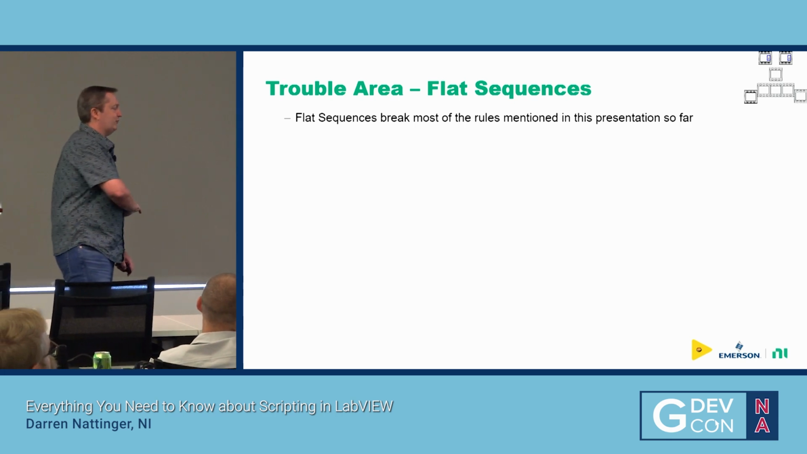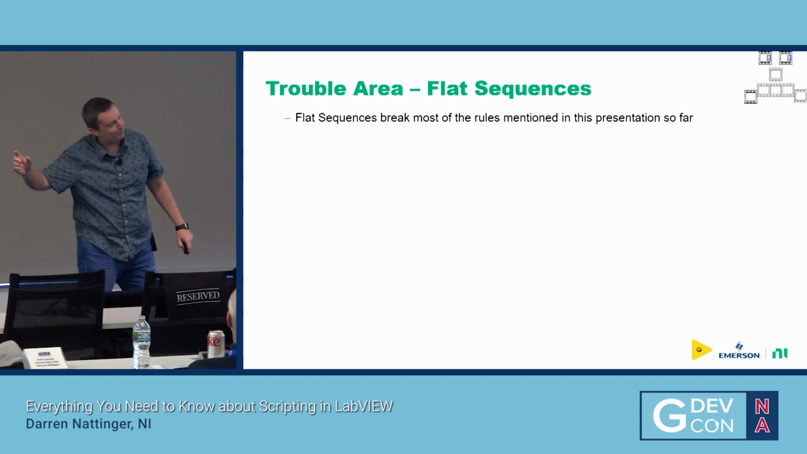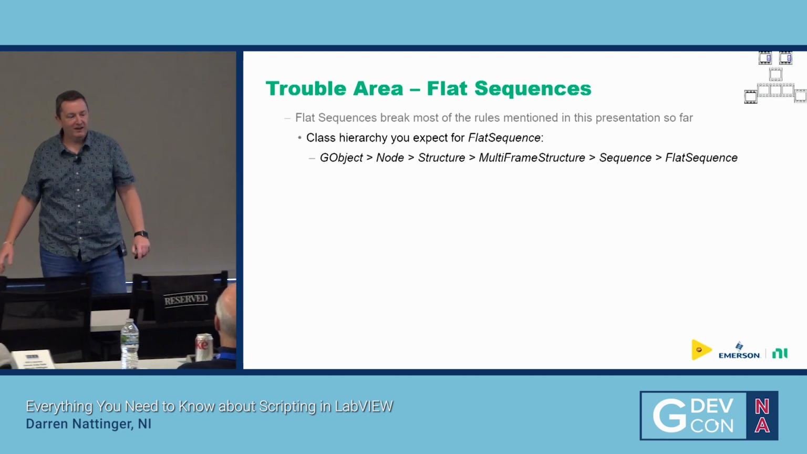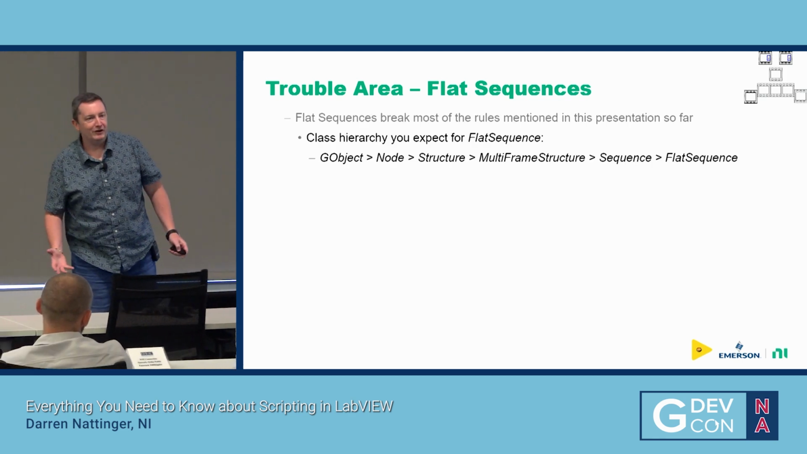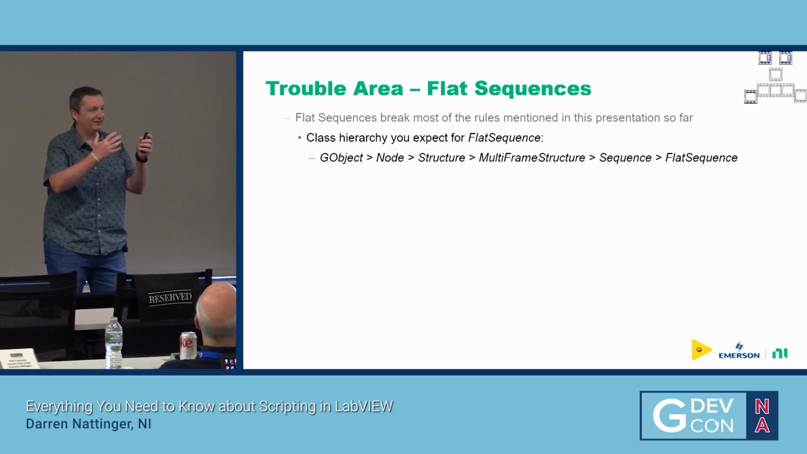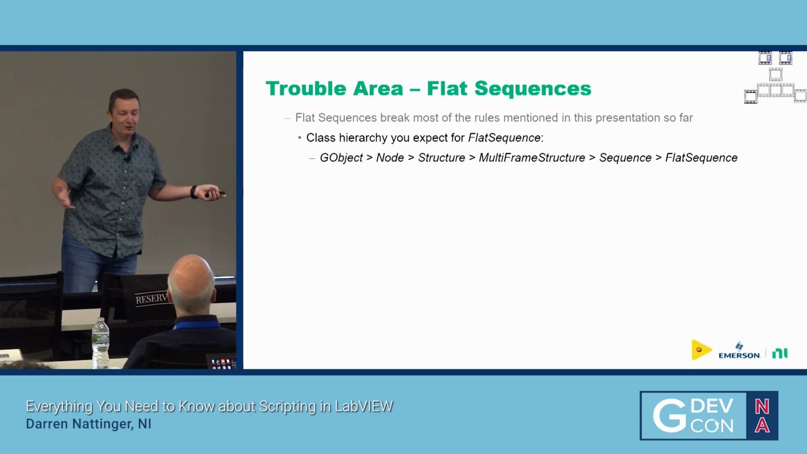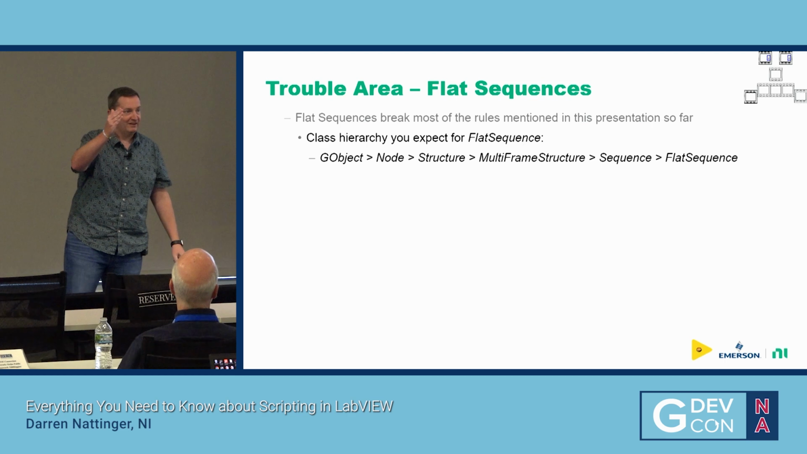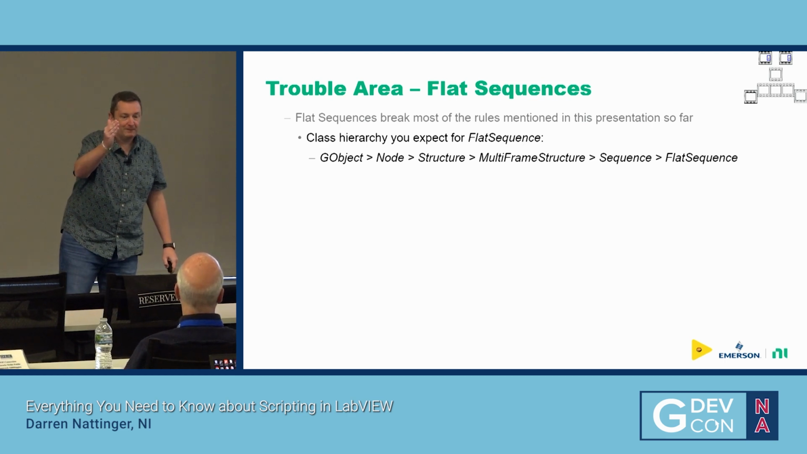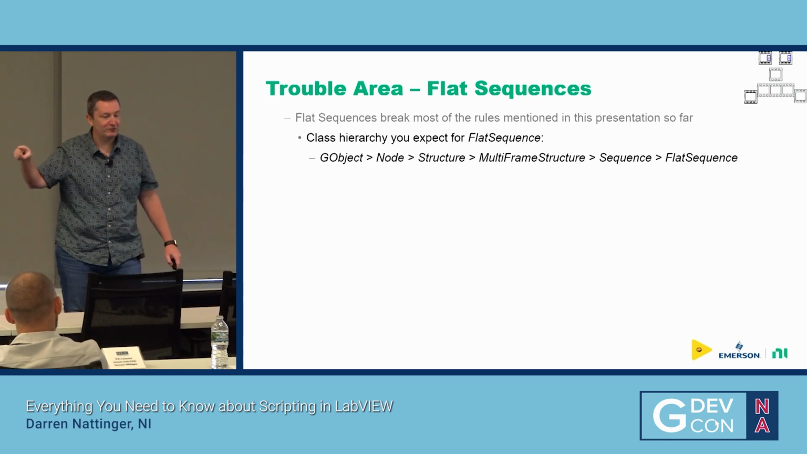So I've given y'all tons of rules about scripting so far in this presentation, and flat sequences break all of those rules. For one thing, their class hierarchy. Remember I talked about the class hierarchy? Like your red fox, it's a carnivore and a mammal or whatever. So you would expect that a flat sequence would be a GObject, it would be a node because you can wire to it, right? It would be a structure, it would be a multi-frame structure because it's got multiple frames.